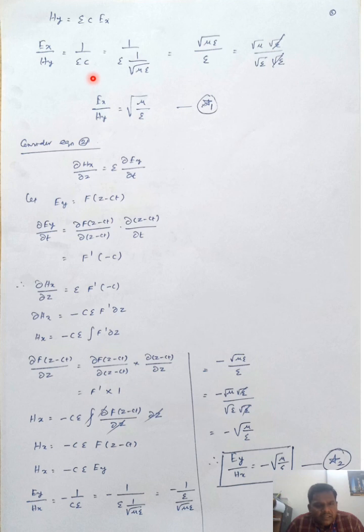Now I am replacing the value of c in terms of the permeability and the permittivity of free space. So c can be replaced by 1 over square root of mu epsilon. I am rewriting this as square root of mu epsilon by epsilon. Simplifying it results in Ex by Hy is equal to square root of mu by epsilon. You can consider this as star 1 or first part solution 1.